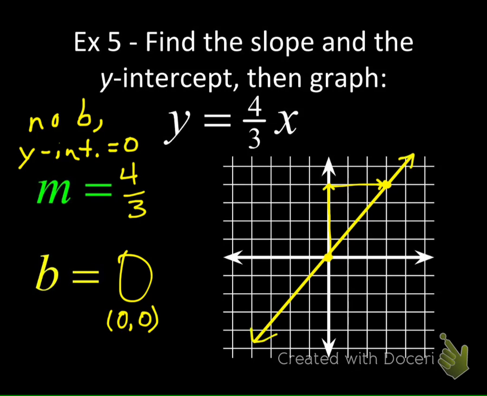Okay. So again, this is very important for you to know when you're doing your homework. When there is no b, when there's no number by itself, it automatically equals 0. So then your y-intercept is 0, so you plot it at the origin.